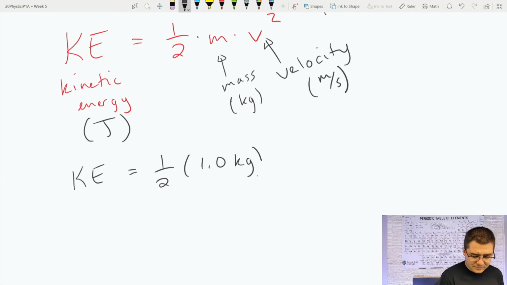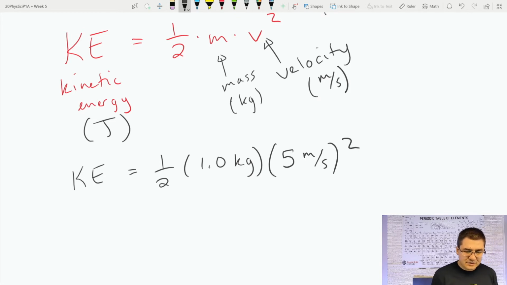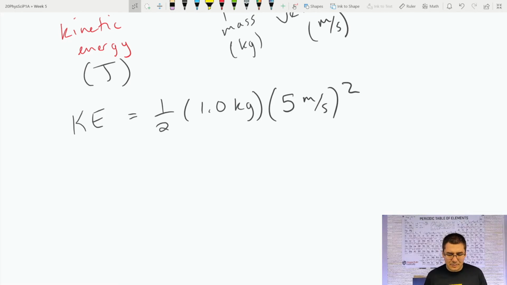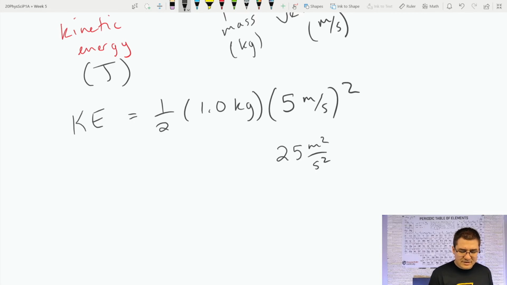1/2 times 1.0 times 5 meters per second squared. Now, when you calculate kinetic energy, you do have to do this in the proper order, right? So this is why you study this in your math class. And so we're going to do that exponent first. So 5 squared, 5 times 5 comes out to 25. You don't necessarily have to worry about the units when we're doing this, but I'm going to show them in here.